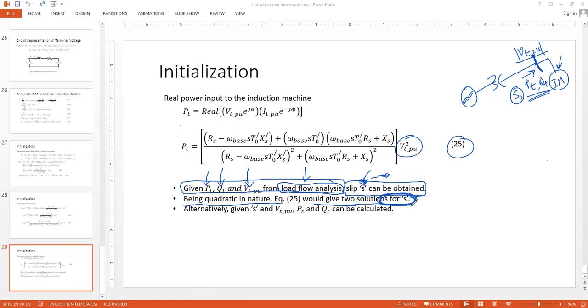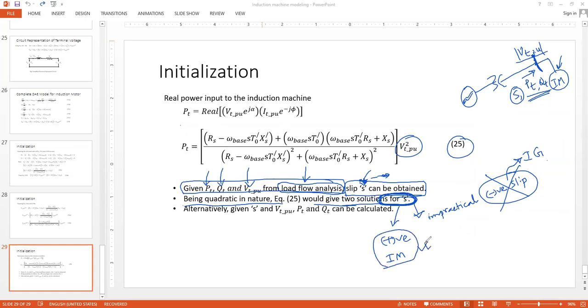Now, which one do you take? One of the slip values would be impractical, let's say some negative value of slip. If any negative slip comes, that means it would operate your machine as an induction generator, so you will not go for that. Any slip which is positive means it is the induction motor mode, so you should go with that.